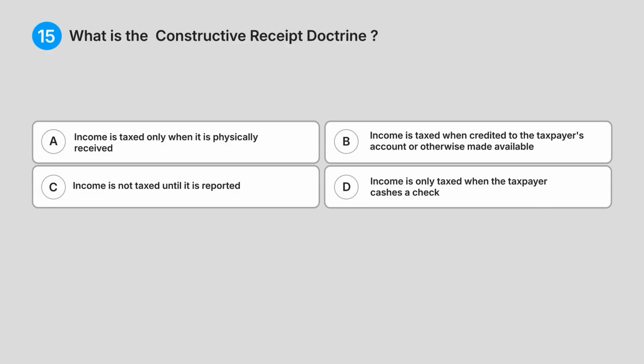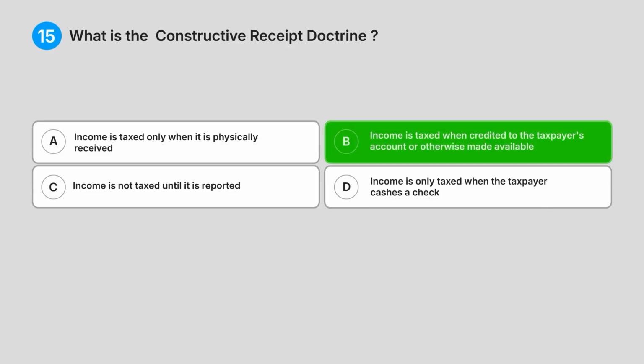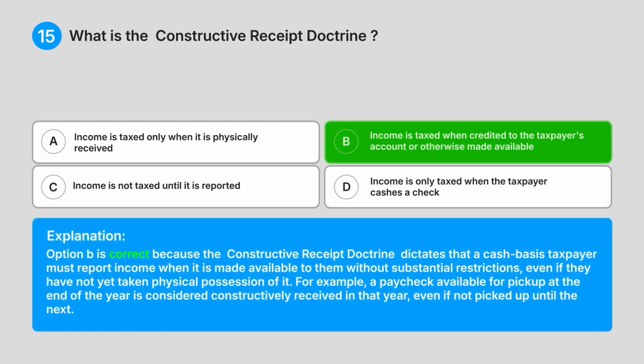Correct answer, B. Income is taxed when credited to the taxpayer's account or otherwise made available. Explanation. Option B is correct because the constructive receipt doctrine dictates that a cash-basis taxpayer must report income when it is made available to them without substantial restrictions, even if they have not yet taken physical possession of it. For example, a paycheck available for pickup at the end of the year is considered constructively received in that year, even if not picked up until the next.